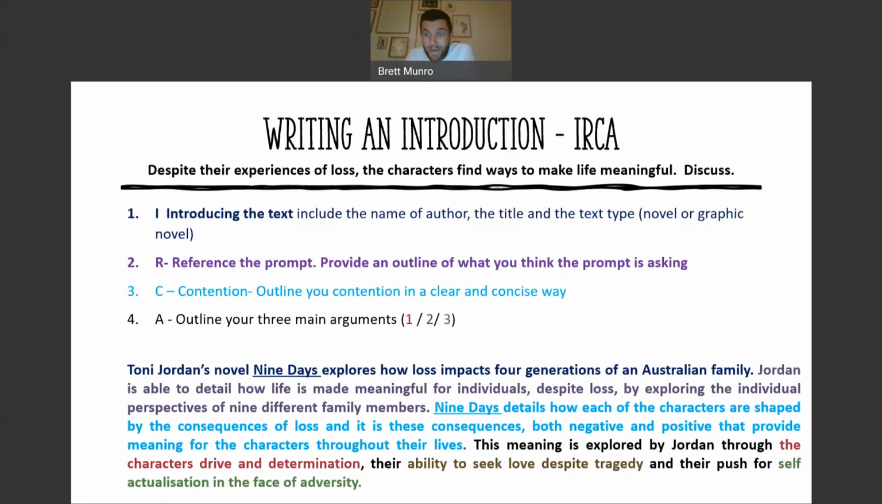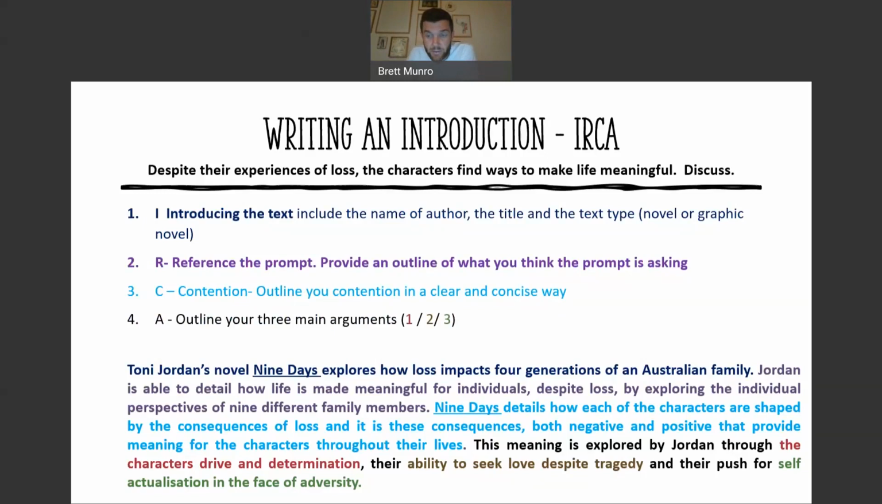I'm going to go through each of those 4 components and explain exactly what you need to do. I'm going to provide some sentence starters that you can use to help you get a head start with your introduction. And I'm also going to provide multiple examples of full introductions and of the individual sentences that are representative of these 4 letters.